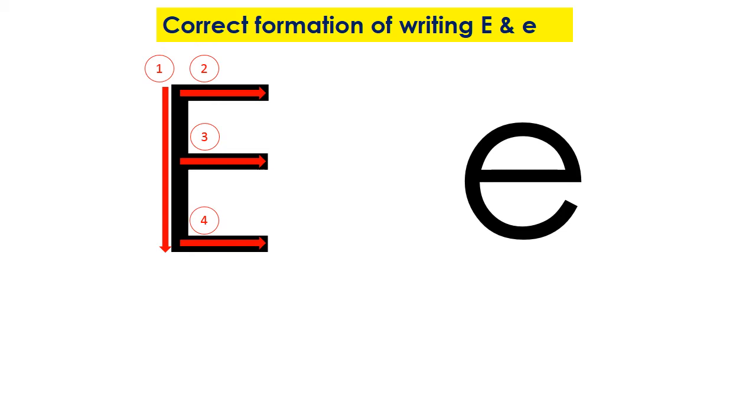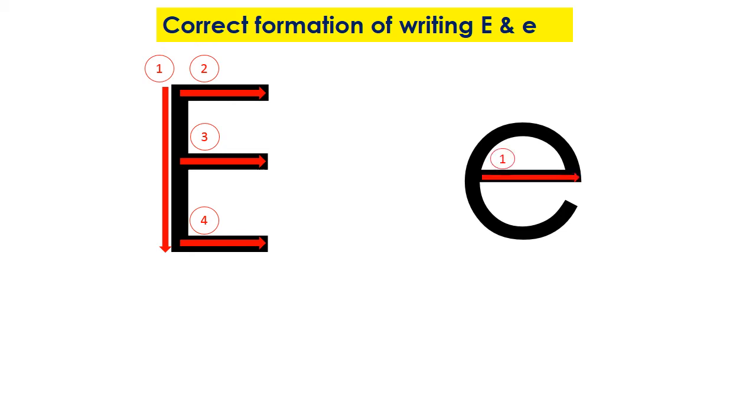Got it? Let me explain again. Start from the top and draw a standing line down, go again to the top and draw one sleeping line to the right, then go to the middle and draw another line. Lastly, go to the bottom and draw one more line in the same way. Right? Okay. Next, we'll move on to simple E.